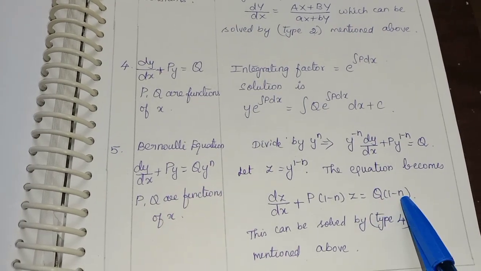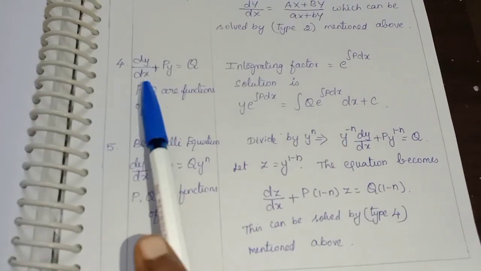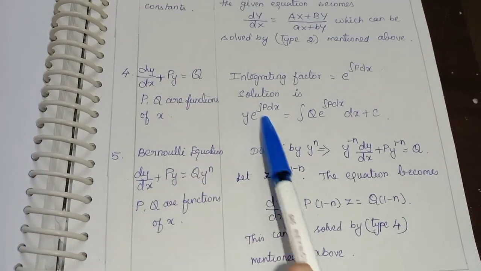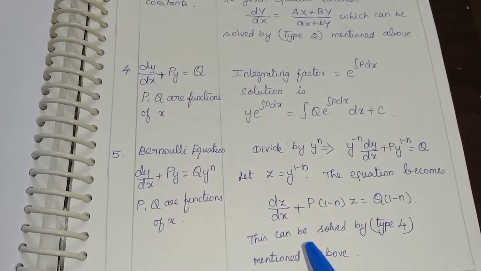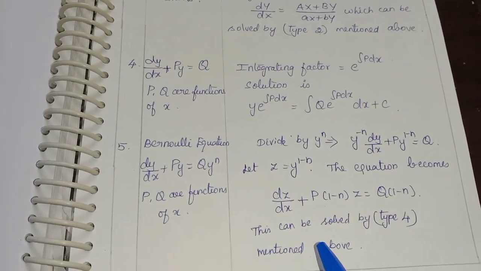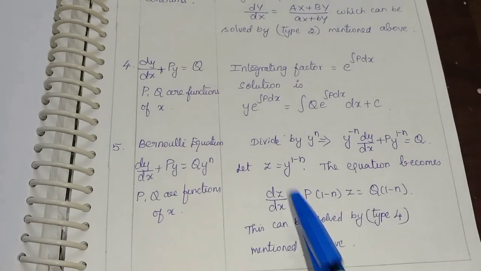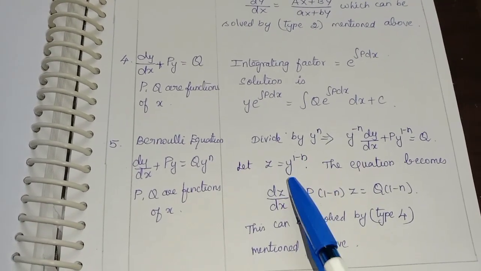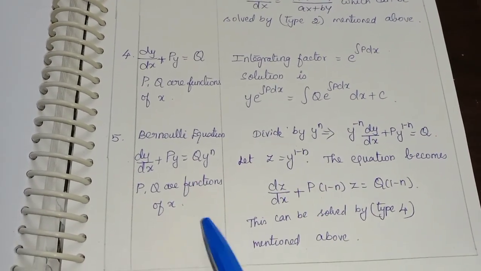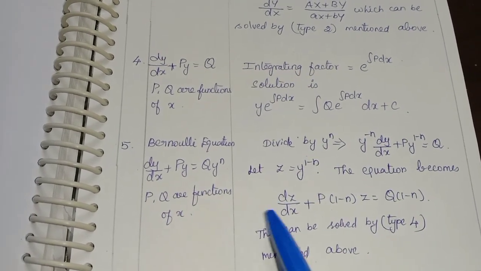No z terms here, no. So this equation reduces to the previous type, which can be solved by this. So you will obtain the solution in terms of z, then you can again revert the substitution, and you will get the original solution for the given problem. Okay, so these are the different types.